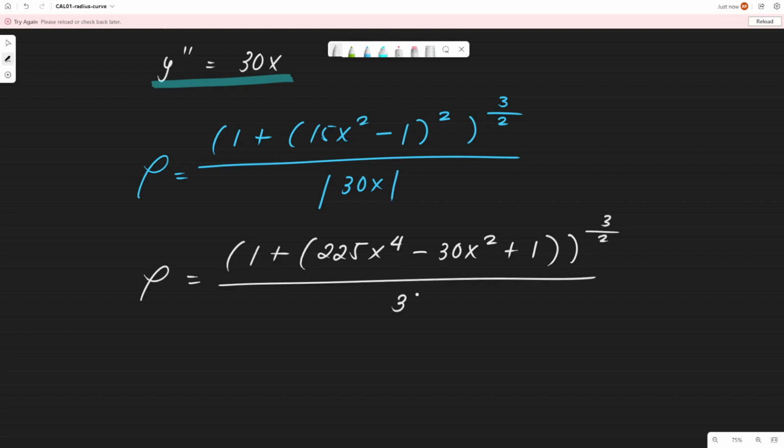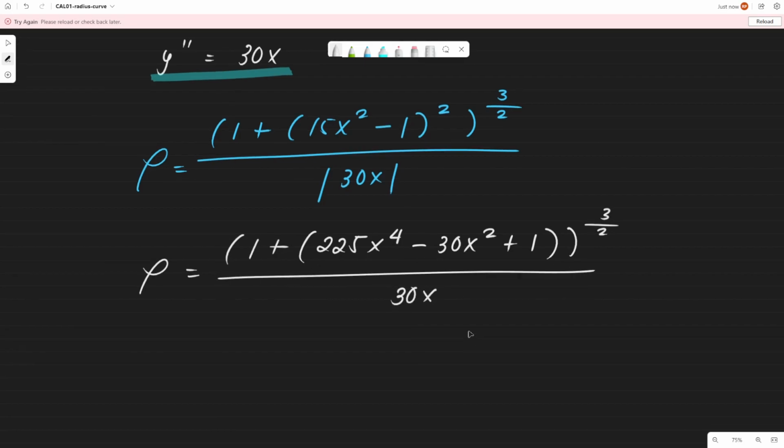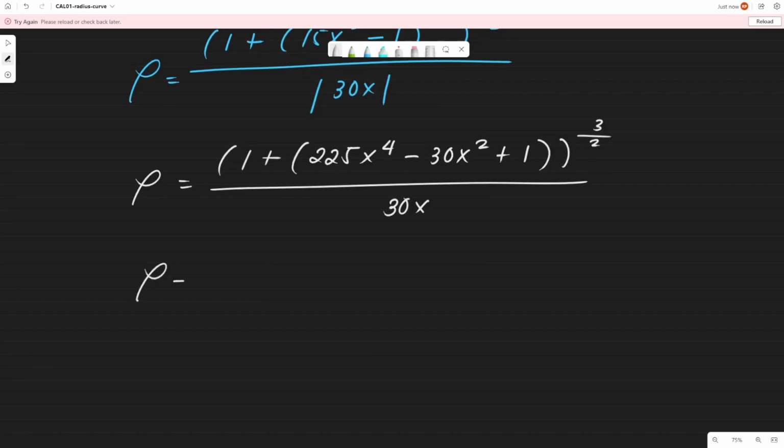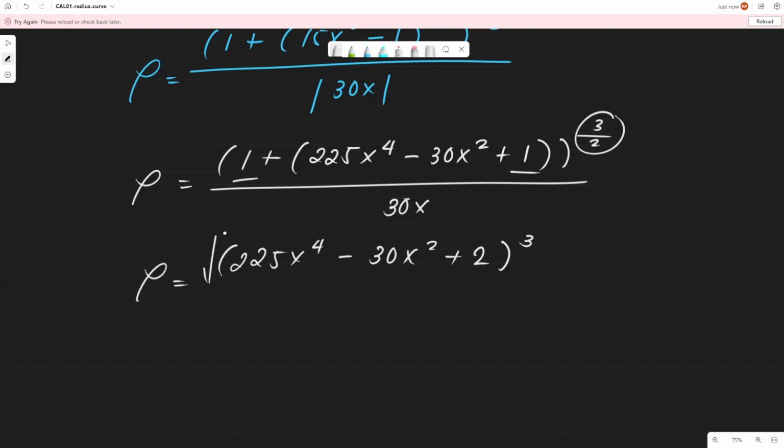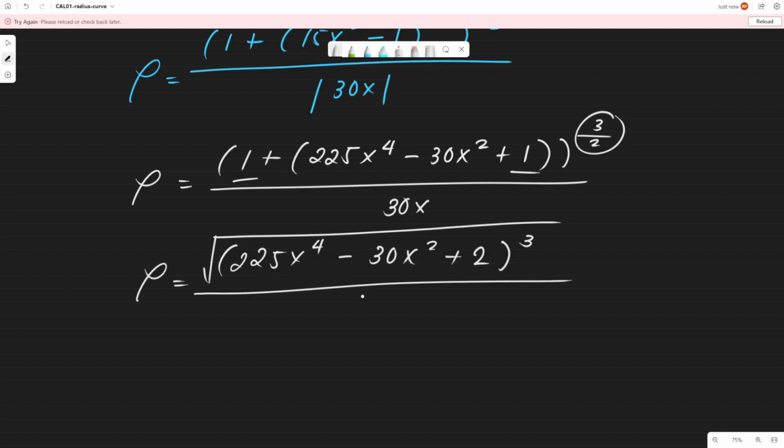over 30x. So simplifying, we have further 1 plus 1, we have 2. So we have 225x to the fourth minus 30x squared plus 2. So converting our three halves, no, sa radical. So this is quantity cube but squared. Ayan. Over, of course, 30x.